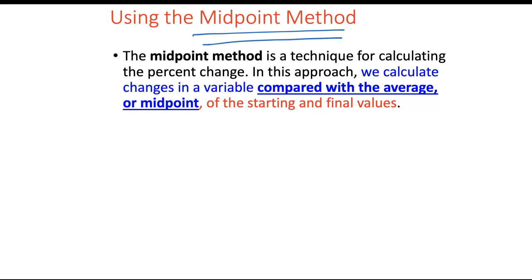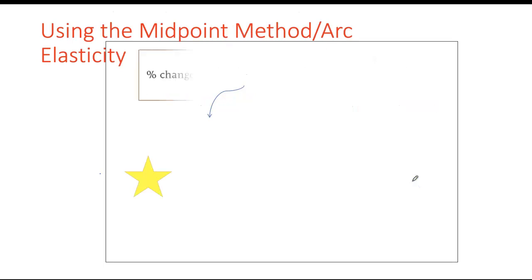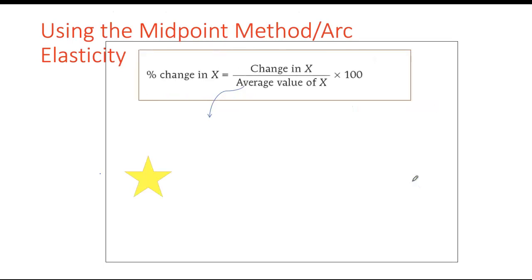So the percentage change in a given variable would be the change in that variable relative to the average value of that variable. Let's put that in writing. So we are now calculating percentage change in some variable x. That would be the change in value of x, so x2 minus x1, divided by the average value of x.